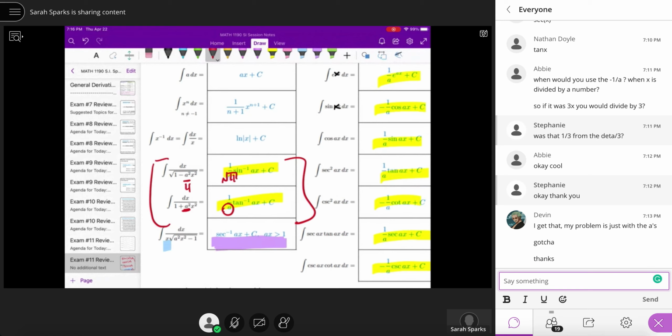The ones that have the weird 1 plus x squared, or the roots 1 minus a squared x squared, those are kind of separate, but it's still the same principle.